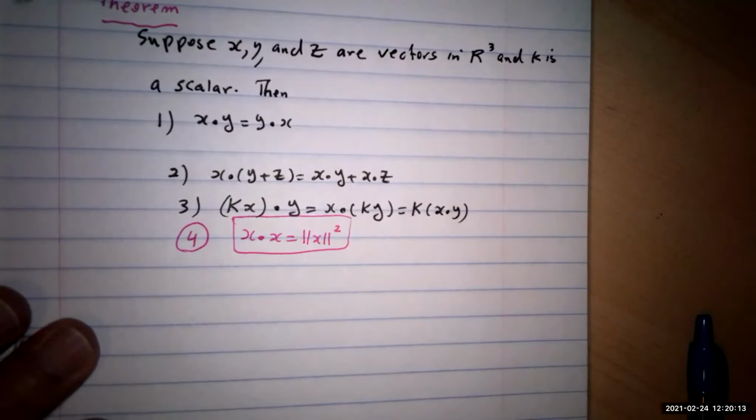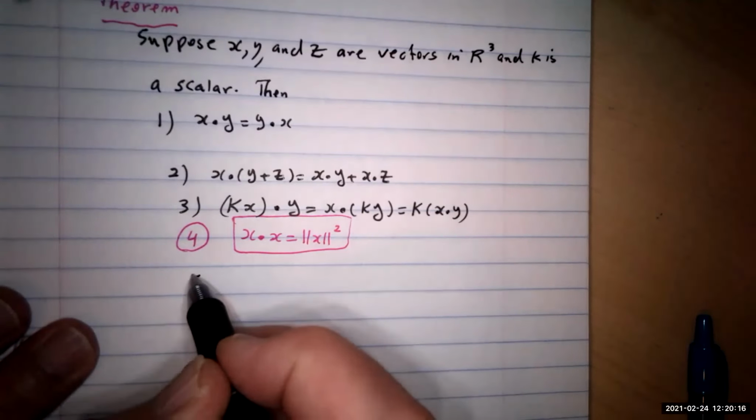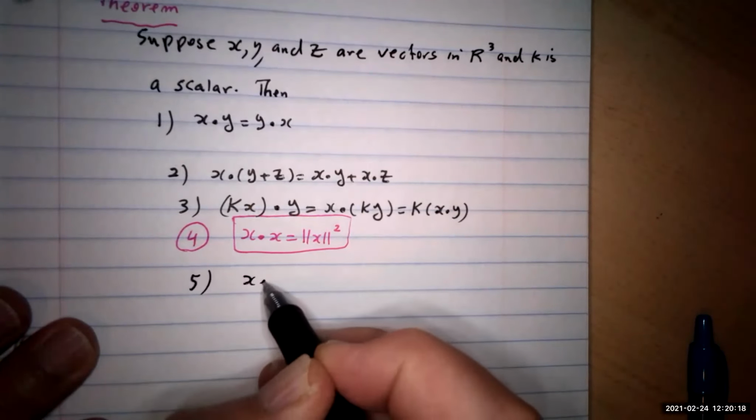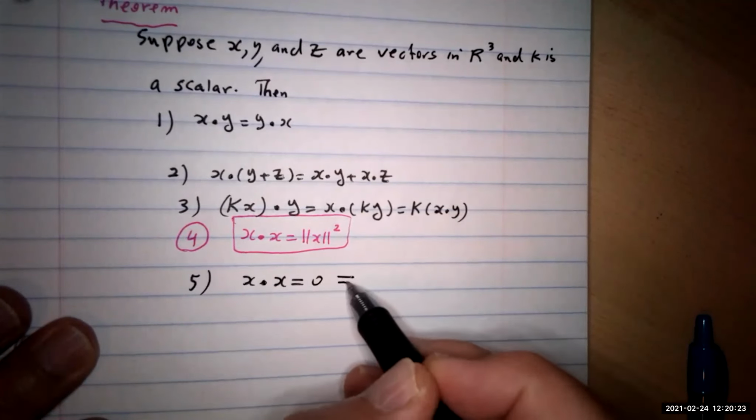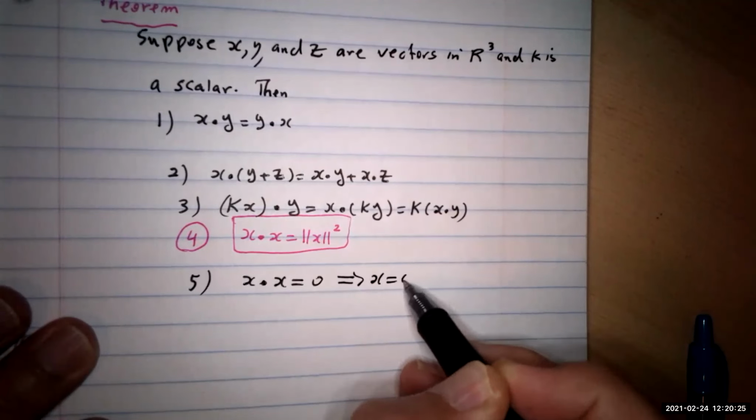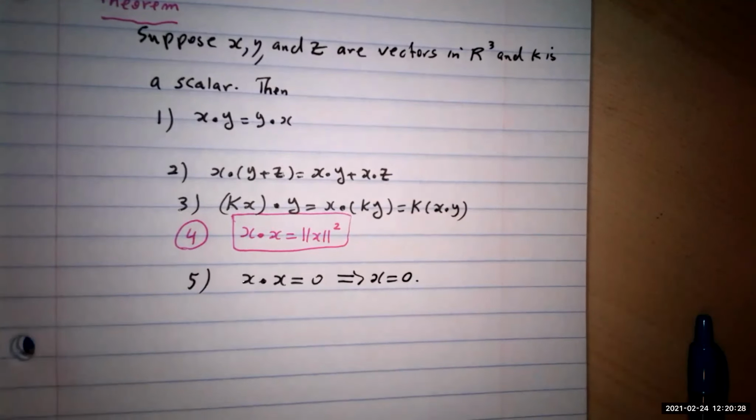And the number 5 is clear. If the product is 0, you know that the norm would be 0. So this means your vector must be 0. Okay. So these are some properties of the inner product space that we are going to have. Now we can put them together and get more results of this.